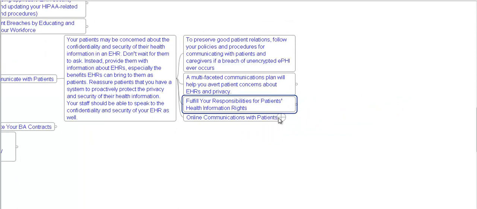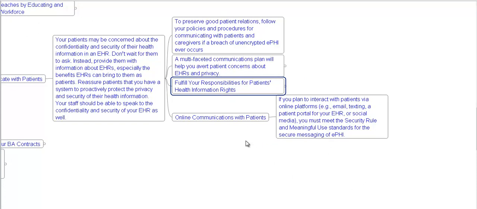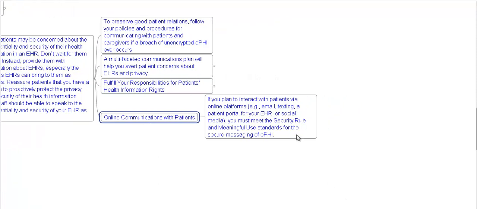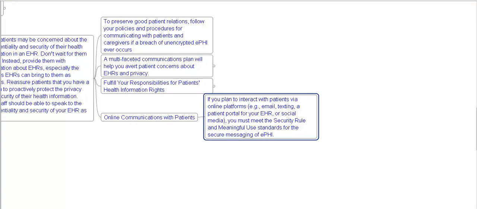Okay, now let's see online communication with patients. If you plan to interact with patients via an online platform, for example, a patient portal for your EHR or social media, you must meet the security rule and meaningful use standard for the secure messaging of ePHI.